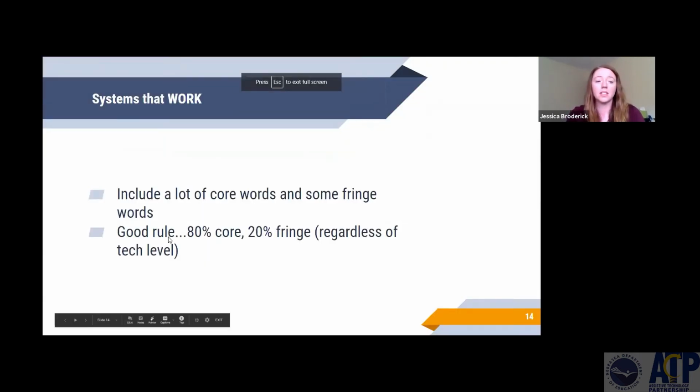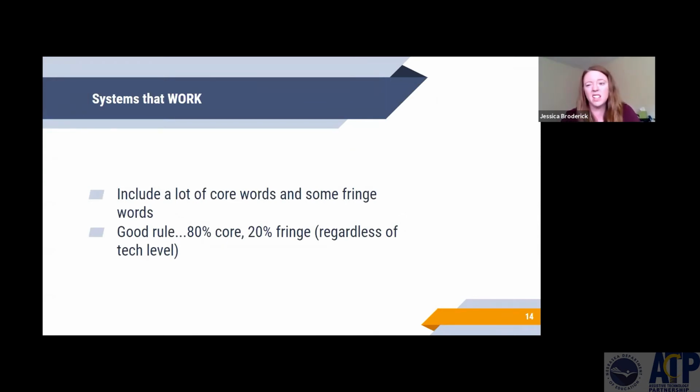And so when we're thinking about systems that really work for kids, this is a wrap up of this section. We want to include a lot of core words and some fringe words. A good rule that I've always heard is that 80% of what you're including and teaching is core and 20% is fringe, and that's regardless of tech level. So if they're using eye gaze, that's 80-20. If they are using a low tech manual board, that's 80-20. If you're teaching sign even, that's 80-20. So keep that in mind when you're setting things up and picking vocabulary.